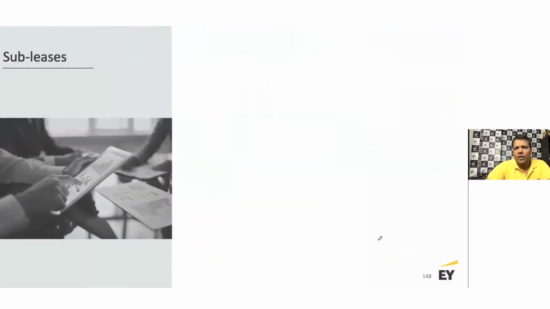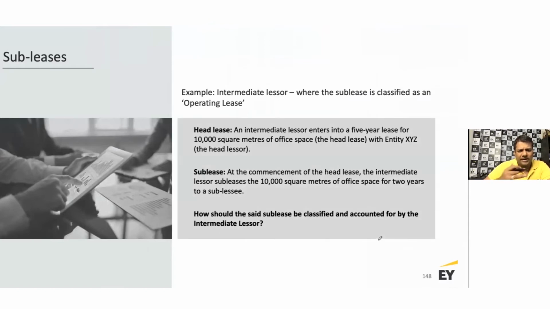Okay. Now, let's look at another example where the sublease is classified as an operating lease. Then how do you deal with this? So an intermediate lessor enters into a 5-year lease for 10,000 square meter office space with entity XYZ, all right? At the commencement of the head lease, the intermediate lessor subleases the 10,000 square meter of space for 2 years, okay?